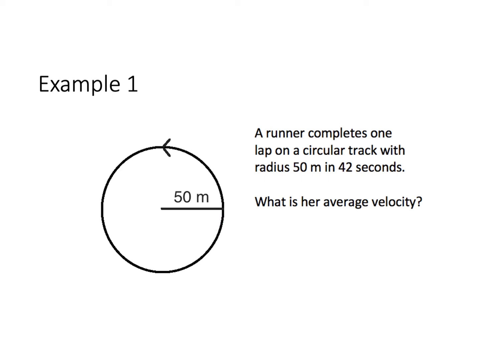Why don't you pause the video and see if you can figure that out? Seriously, pause the video, get a piece of paper and a pen and work it out. What do you think the average velocity is? We've got a circular track whose radius is 50 meters. What's the average velocity? I'll pause the video and then come back when you have the answer.